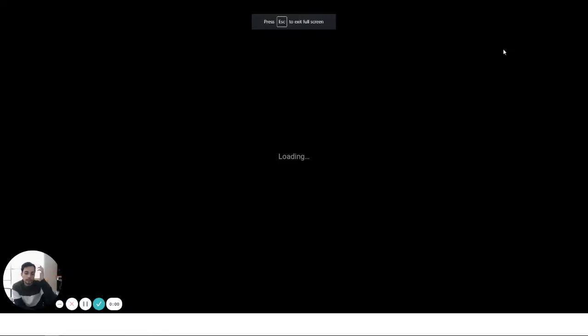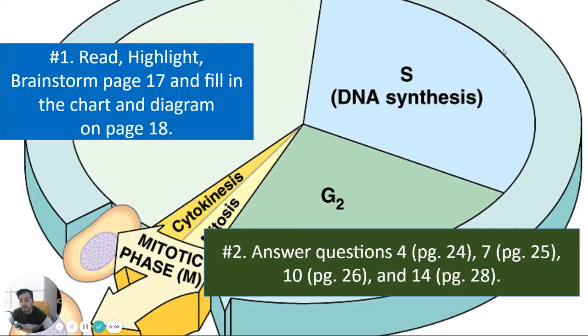All right, guys, we are going to do a small group review over in your STAAR book over cell cycle and meiosis, and kind of the difference between the two. So if you could have your STAAR book out, and turn to page 17, and then fill in the chart and the diagram on page 18. Okay, and if you have time, answer those questions.